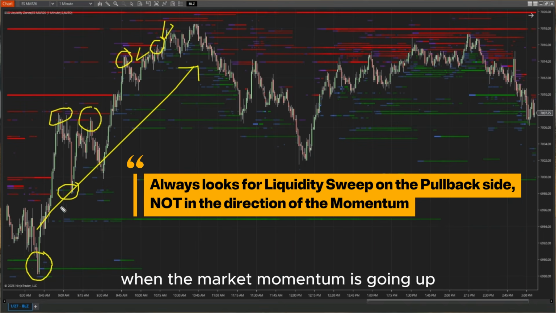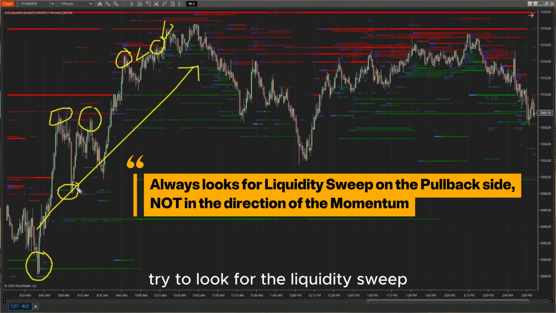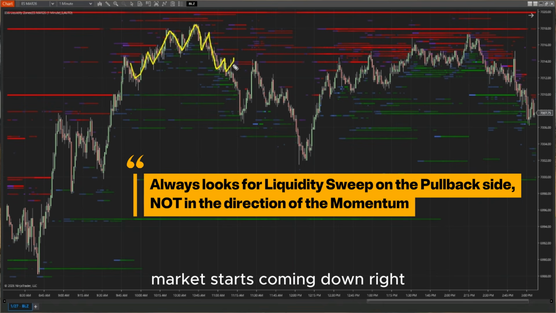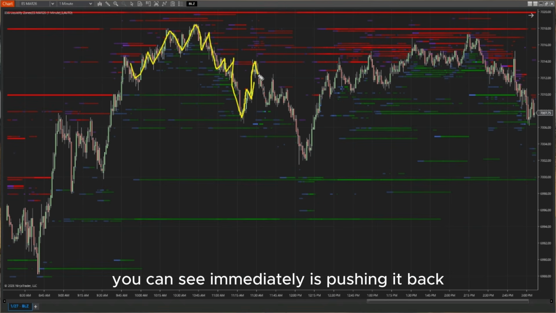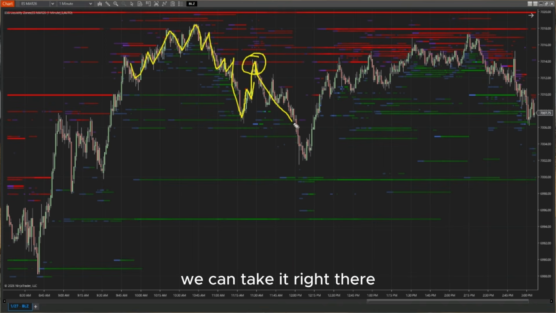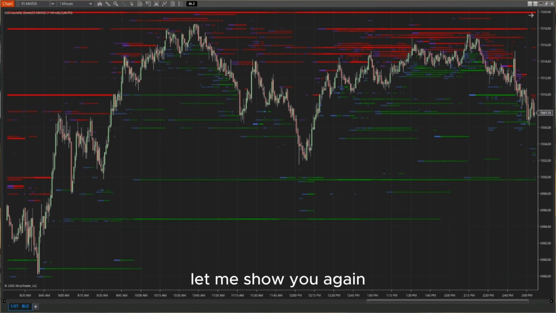When the market momentum is going up, try to look for the liquidity sweep rejection on the opposite side. Market up, look below, look on the pullback. That's what we're looking for, right? So if you are with me, then look at this. Market is making higher highs, higher lows. Market starts coming down, right? But look at what happened. Like I said, when the market is coming back up, you see strong liquidity. You can see immediately it's pushing it back. This is the third opportunity to take the short trade. We can take it right there. This is exactly what we showed you just a few minutes before. Where is it? Let me show you again.